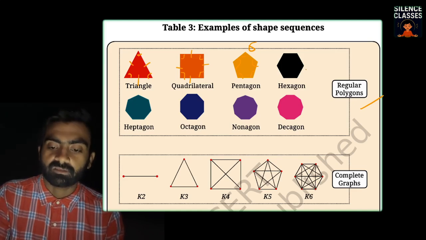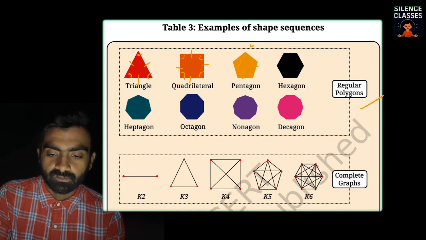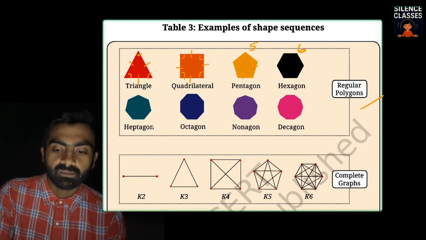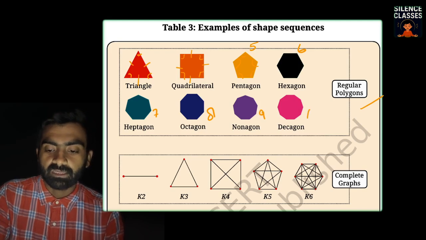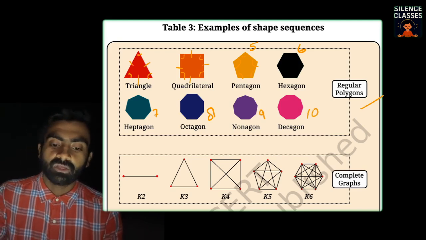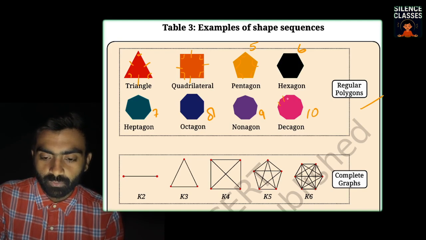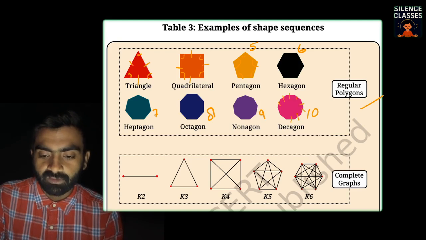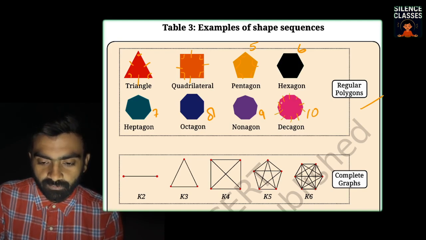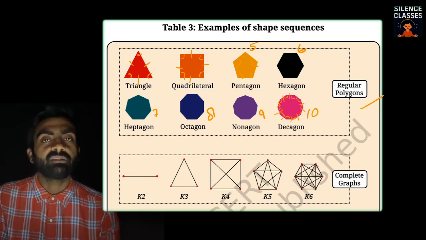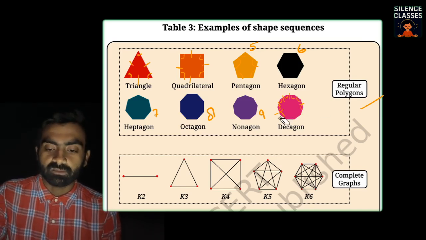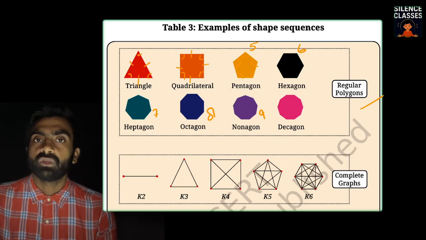In this hexagon, it is 6, heptagon it is 7, octagon 8, nonagon 9 and decagon is 10. You guys can check it out. Let's check it out: 1, 2, 3, 4, 5, 6, 7, 8, 9, 10. And this one, 1, 2, 3, 4, 5, 6, 7, 8, 9, 10. 10 angles are also there in this decagon. So like this we can do it.